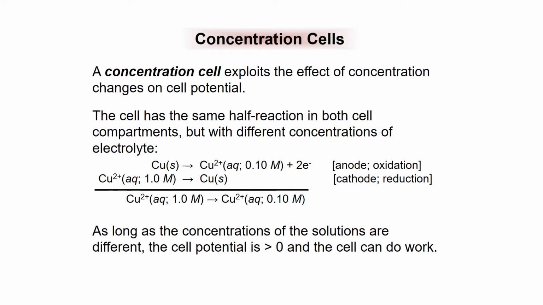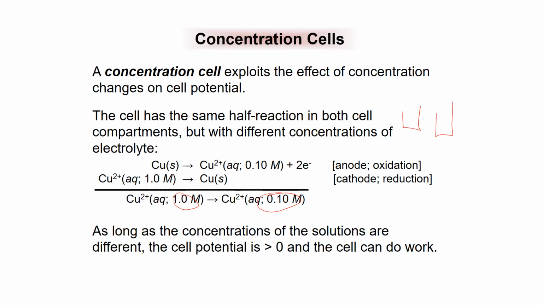When you look at concentration, there is variation in the concentration of these cells. The cells have the same half reaction in both cell compartments. If you have the two compartments, then we have the same solution in both cases, but the only thing that differs is the concentrations. So we have different concentrations of the electrolyte.